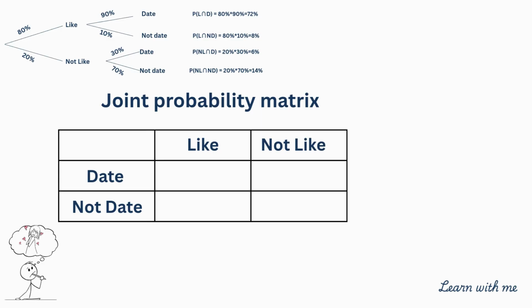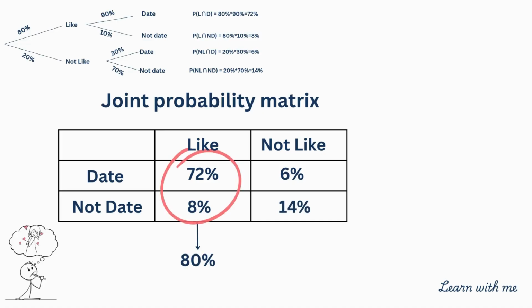From our probability tree before, we can fill the cells like this. Date and like is 72%, date and not like is 6%, not date and like is 8%, not date and not like is 14%. Now, look at the column totals. If we add the like column, we get 72 plus 8, which is 80%. That matches our original assumption. Similarly, the not like column adds up to 20%.